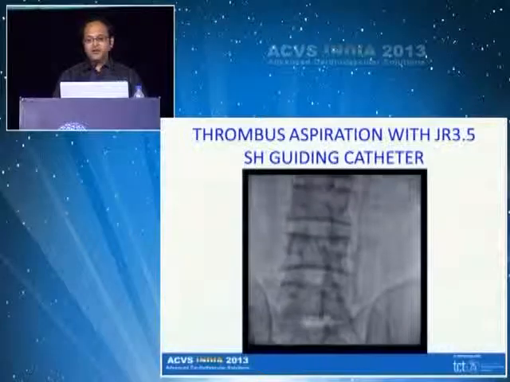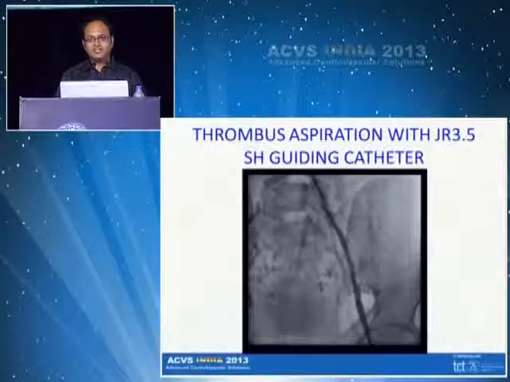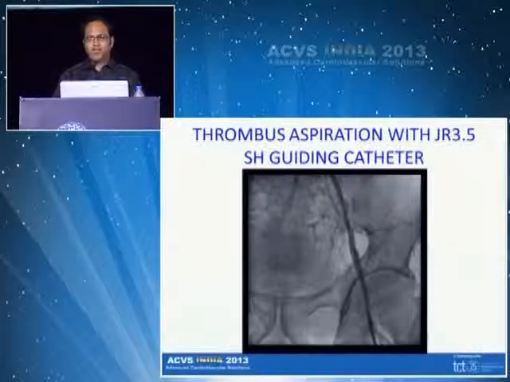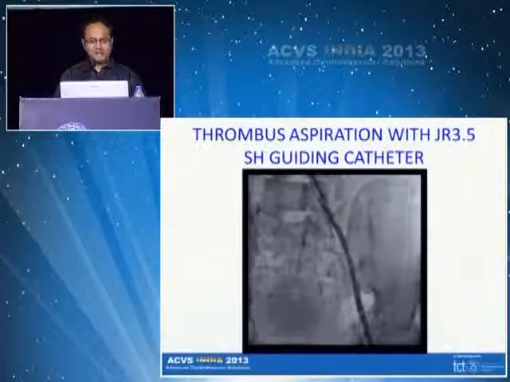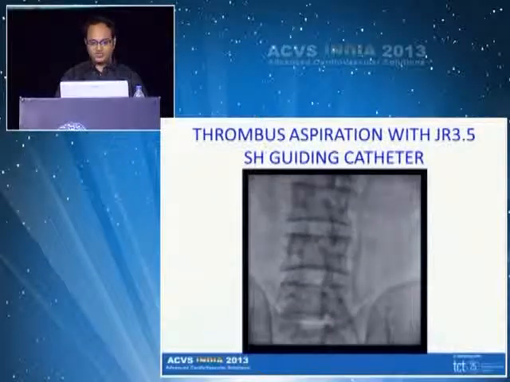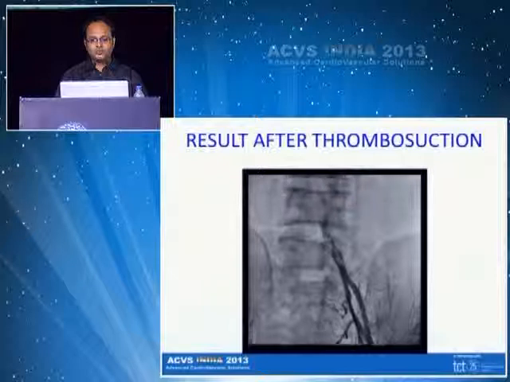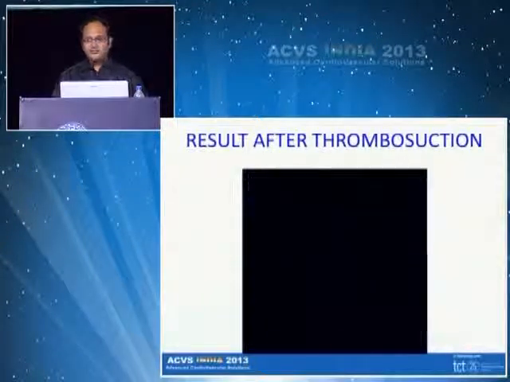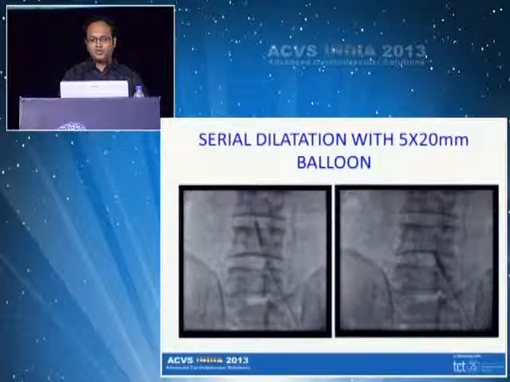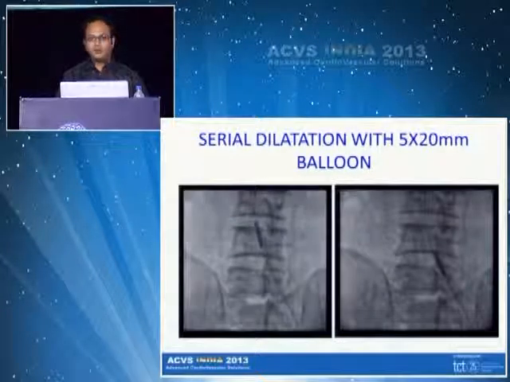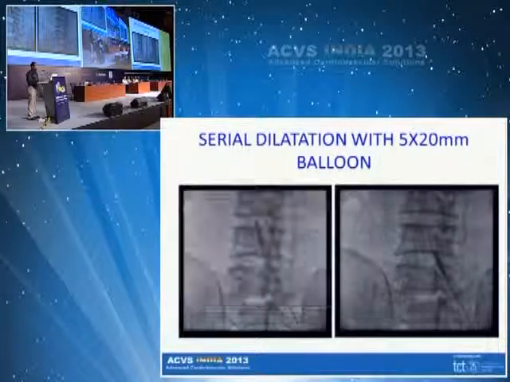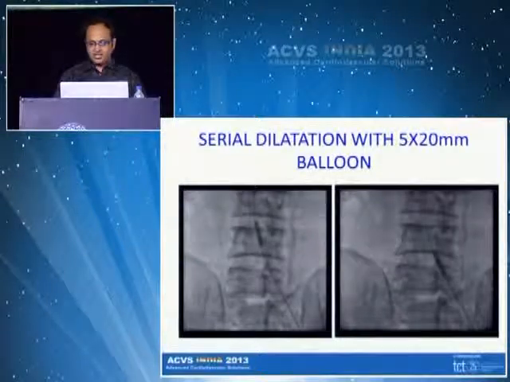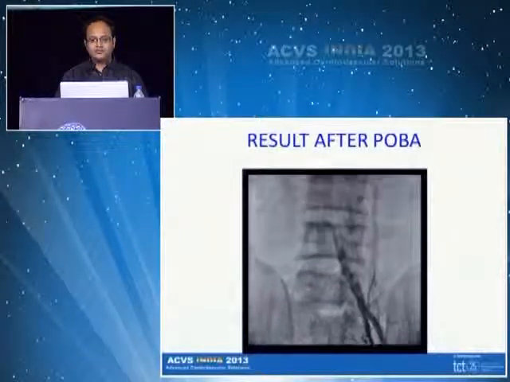When we don't have dedicated thrombosuction catheters for peripheral arteries like AngioJet or anything, then we can use our Judkins side holes catheter, the JR guiding catheter, as a thrombosuction catheter. As you can see here, we have used this catheter for aspiration of the thrombus. Then this is the result after the thrombosuction. Initially there was a lesion, and then we thought we'll go ahead with stenting. Prior to that, we wanted to prepare the bed and dilate it such that the thrombus could be disintegrated. So we did serial dilatation of the lesion with a 5 into 20 millimeter balloon, and once the dilatation was over, this is the result.